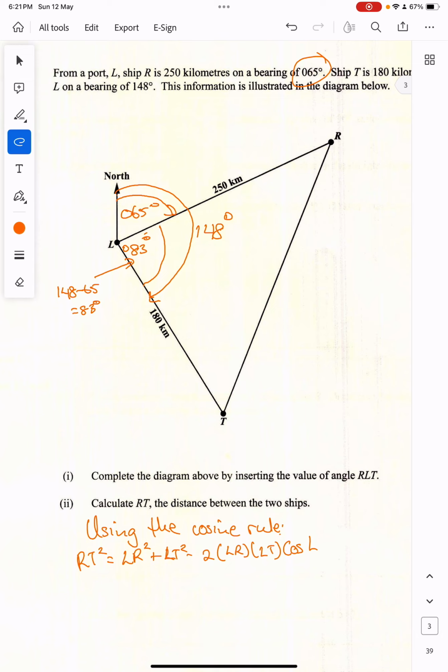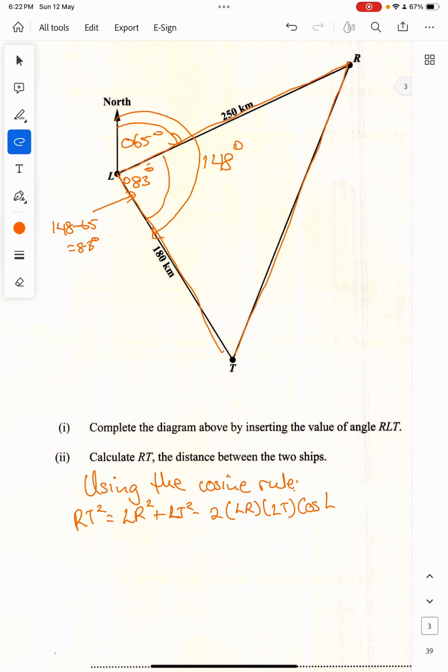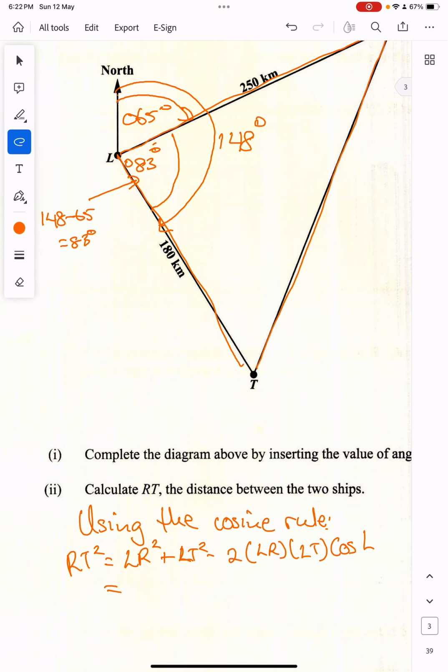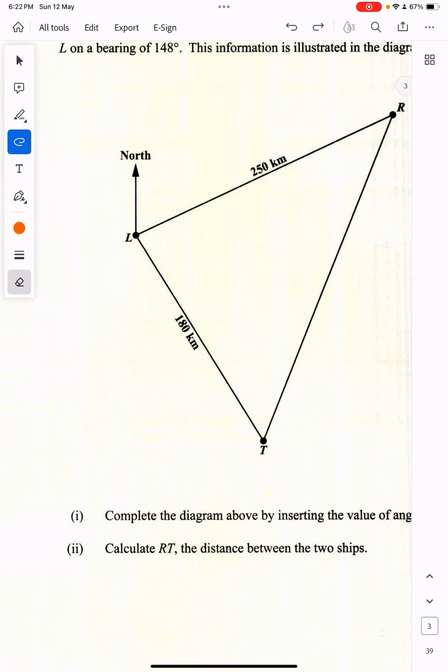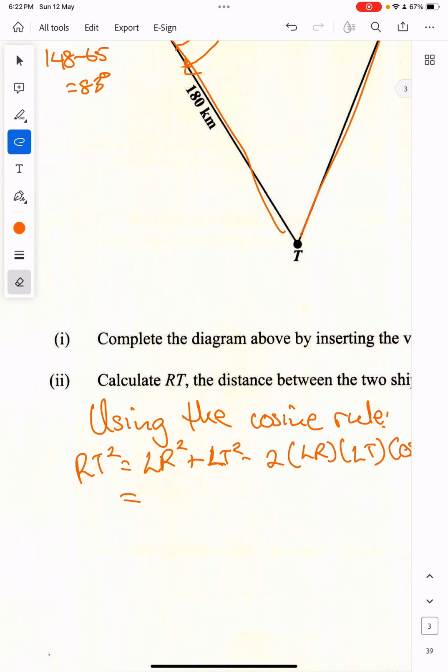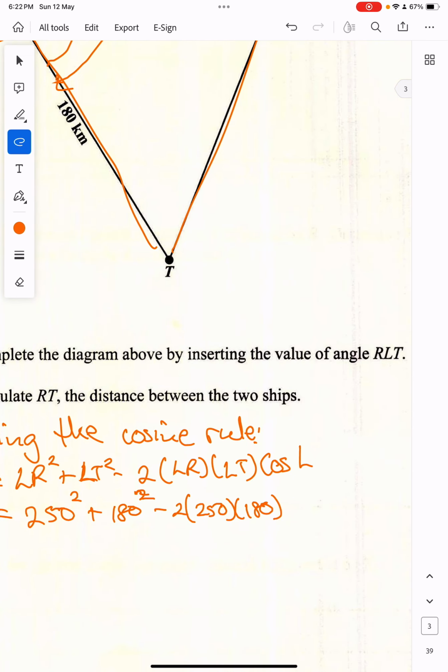So we're trying to find the distance RT. So the square of that distance is equal to the square of LR plus the square of LT minus 2 times the length LR times the length LT times cos of L. So substituting our values, this would be equal to 250 squared plus 180 squared minus 2 by 250 by 180 cos of the angle we just found, which is 83.